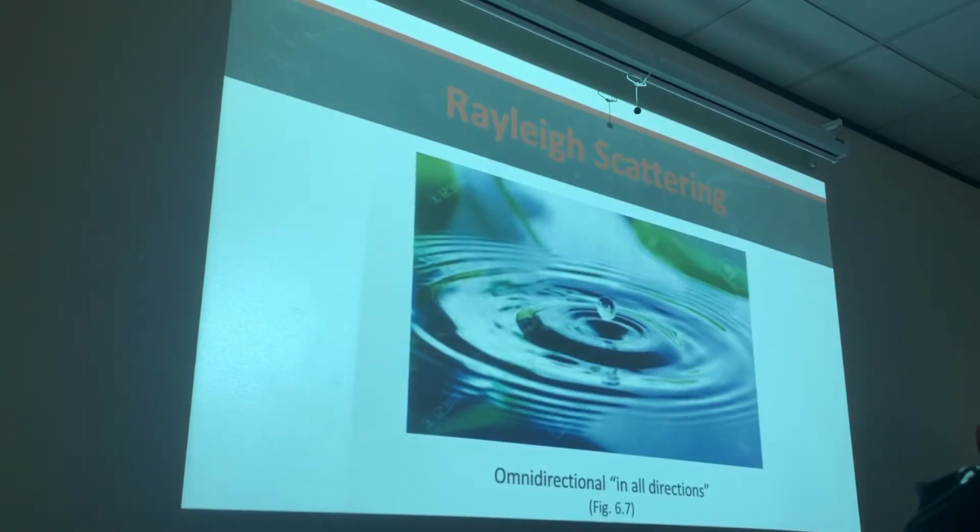An example of Rayleigh scattering would be when you drop a pebble into a pond and how those waves scatter equally in all directions. Omnidirectional, in all directions. Figure 6-7 in your book. That would be an example of Rayleigh scattering right there. You drop a rock, boom, straight into the puddle. It's going to scatter equally in all directions out those waves.